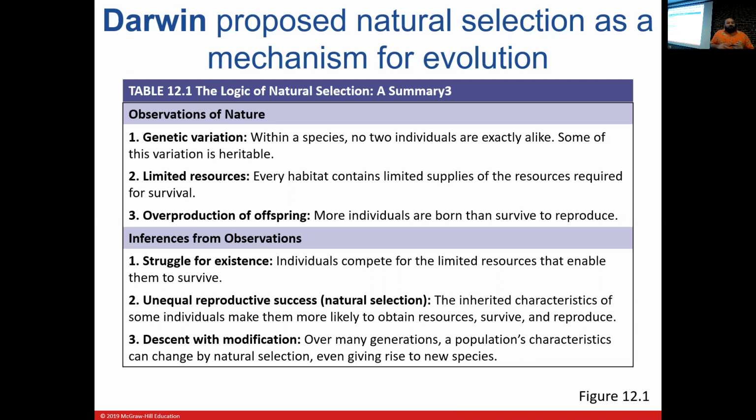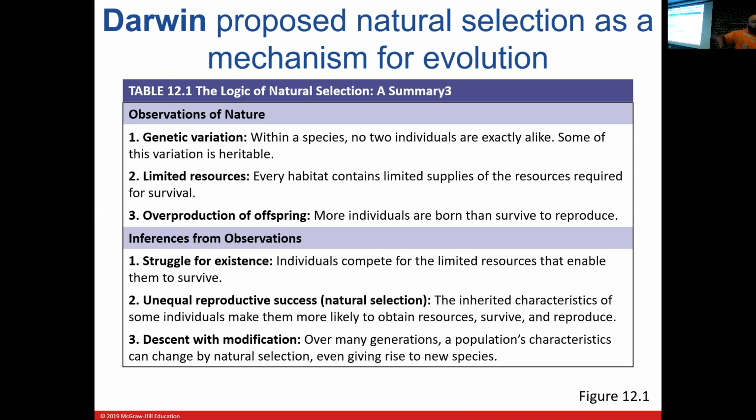The other thing you need to have is limited resources. Obviously, every habitat contains a limited amount of supplies for resources required for survival. You need to have some sort of limiting factor there. And finally, the overproduction of offspring. In other words, more offspring are born than survive to reproduce. And this happens in pretty much every organism, except for humans for the most part, because humans are very odd when it comes to evolution. And it makes it very difficult to study humans from that perspective.